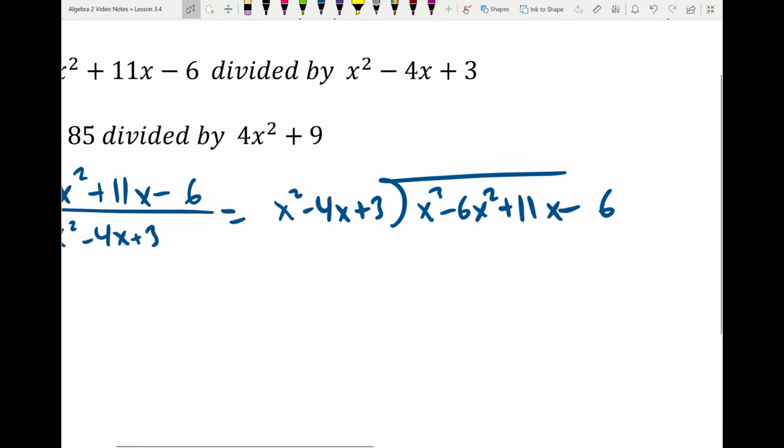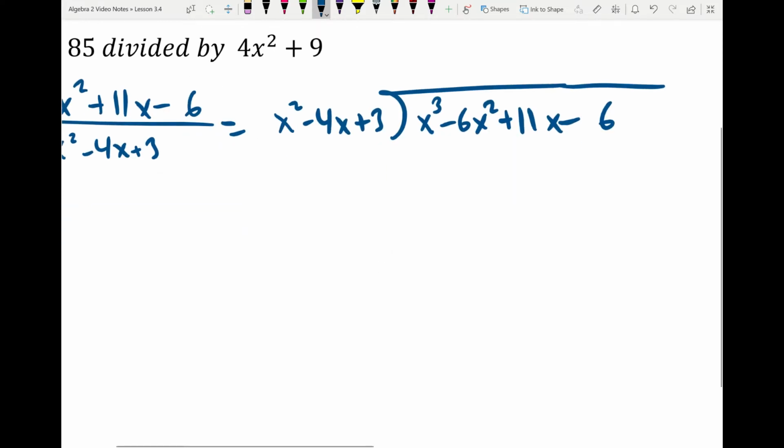And we're not missing any powers of x, right? We've got 3, we've got 2, we've got 1, and we've got no power. So we have all the powers here. All right, so now x squared goes into x cubed x times, because x to the 1 times x to the 2 is x to the 3. So now distribute.